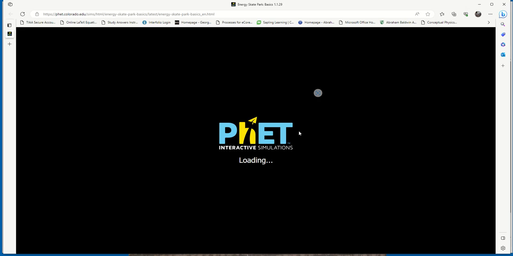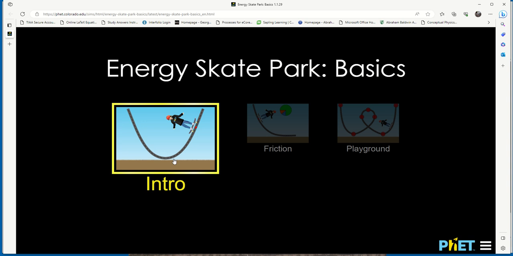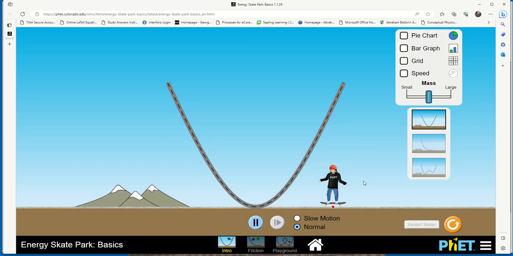Okay, now for sheet 1, you want to do the intro. And then sheets 2 and 3 are going to be playground. So let's do intro. Basically, I can take the skateboarder and set him up to a certain height on this skateboard track. Now that height is indicated by the red dot at the bottom of the skateboard right there. That red dot is how I put the skateboarder at a specific height.